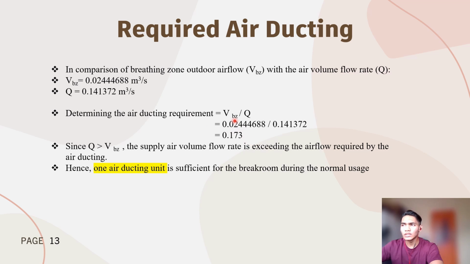So we use the ratio over here, which is the breathing zone divided by the volume flow rate. So we have 0.173. So the value does not exceed 1, meaning to say that the demand is actually much lower than the supply. So we can conclude that the air ducting unit is sufficient, or one air ducting unit is sufficient for the whole room during the normal usage, which includes only 7%.